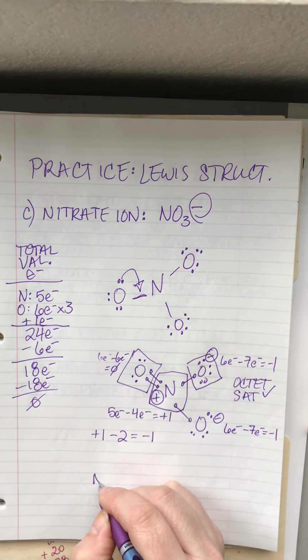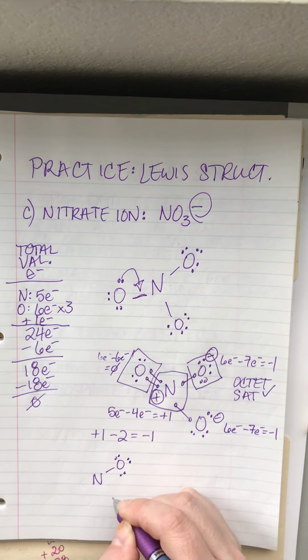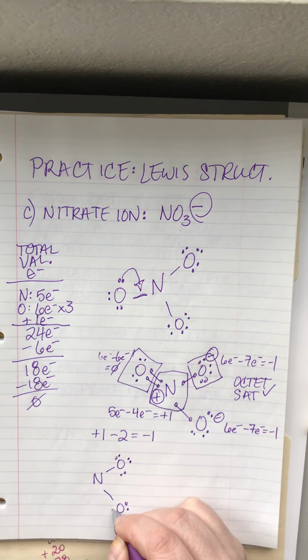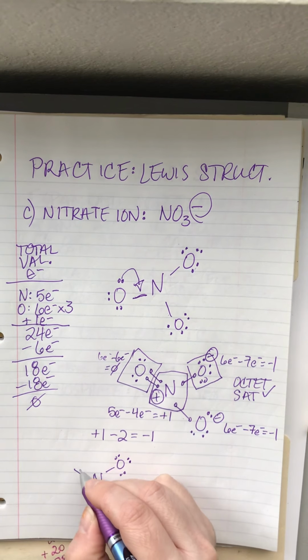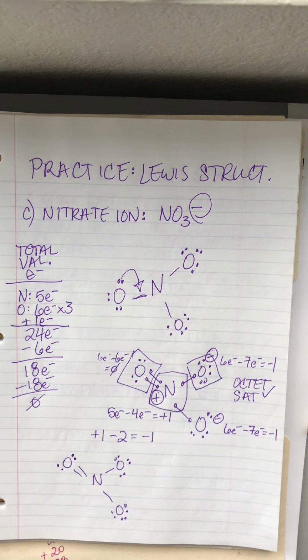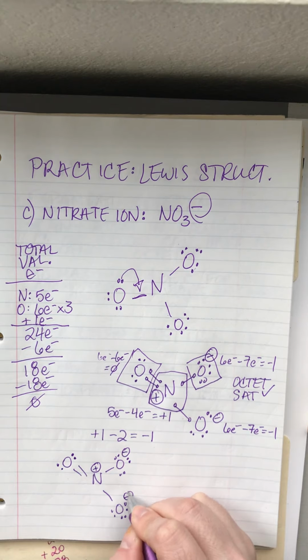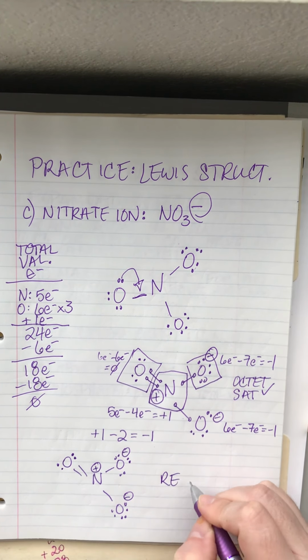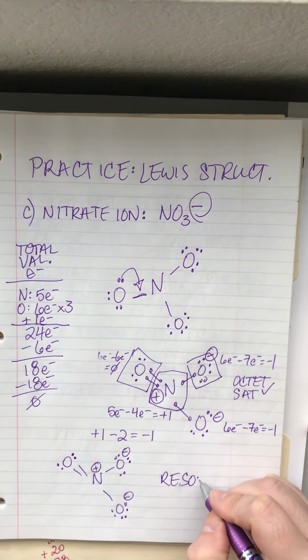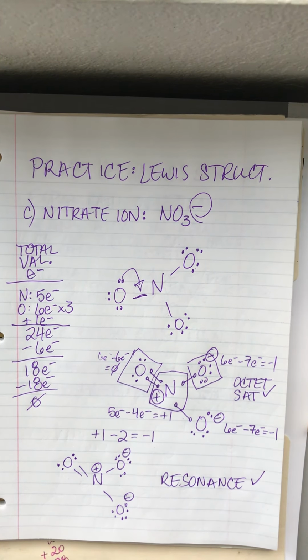So our final structure will look like this, right? Where we have a positive charge on nitrogen and 2 negative charges here. Hopefully you can also see that this guy has resonance, right? So we could draw 3 other equivalent structures for nitrate.